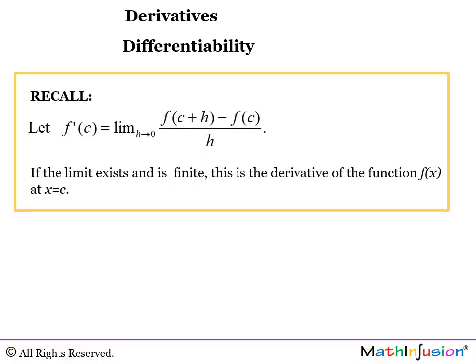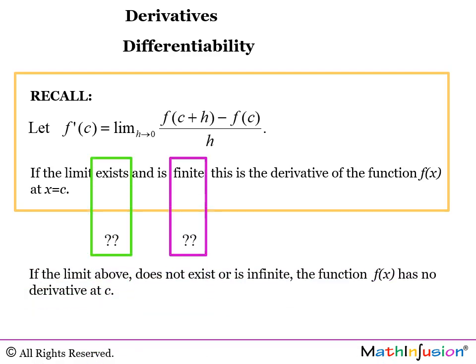Differentiability. First, I would like to recall the definition of f prime of c, or the derivative of the function f(x) at x equals c. It is the limit of f of c plus h minus f of c over h when h approaches 0, if the limit exists and is finite. So I see here two conditions. If the limit does not exist or is infinite, then the function f(x) has no derivative at x equals c.